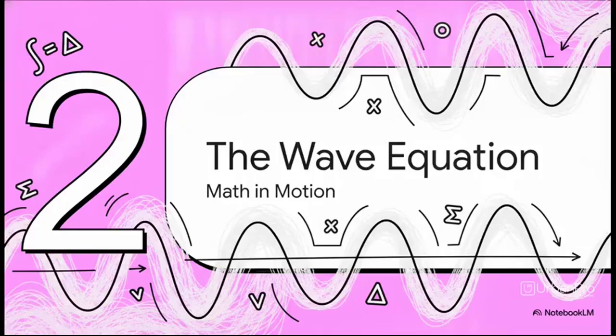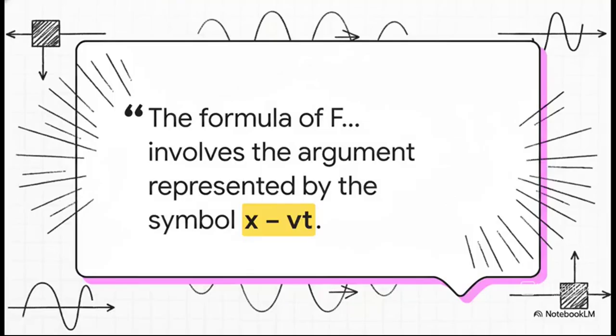Moving right along to Section 2, Decoding the Wave Equation, Math in Motion. Now that we have our physical shapes and definitions sorted, it's time to translate that vibrant movement into some elegant mathematics. The brilliant scientist D'Alembert realized something really profound about wave shapes. He noted that a wave's shape propagates at a constant velocity without ever changing its fundamental form.